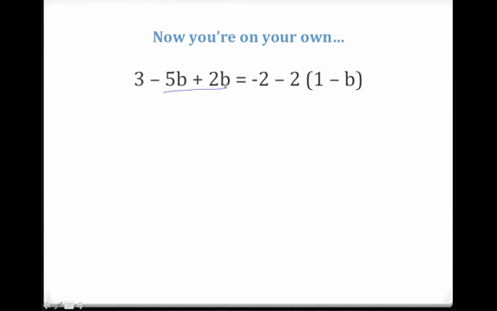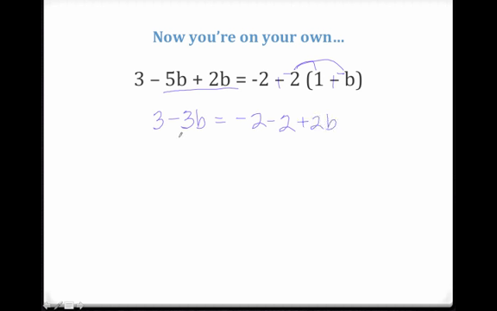So I'm combining these two over here. I've got 3 minus 3b. And over here I'm going to have to distribute first. So I've got negative 2. Remember, it's plus a negative. So I've got minus 2 and positive 2b.